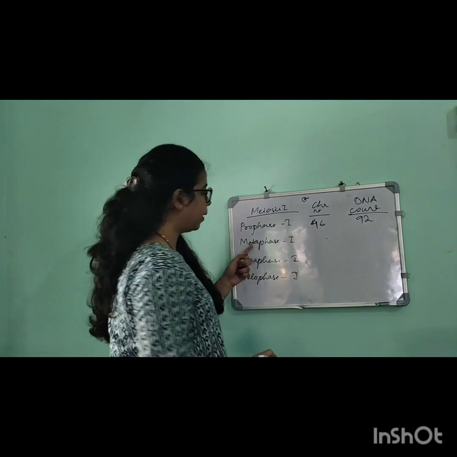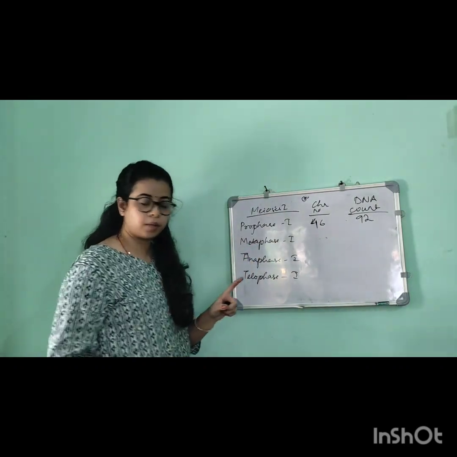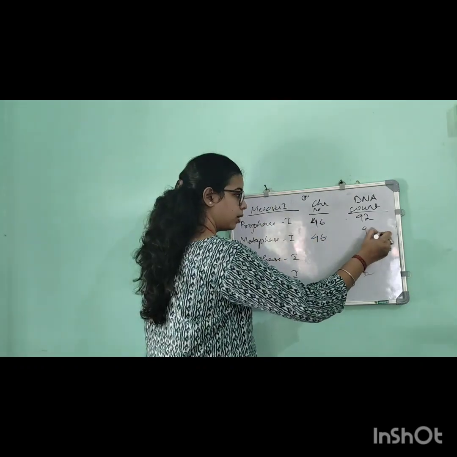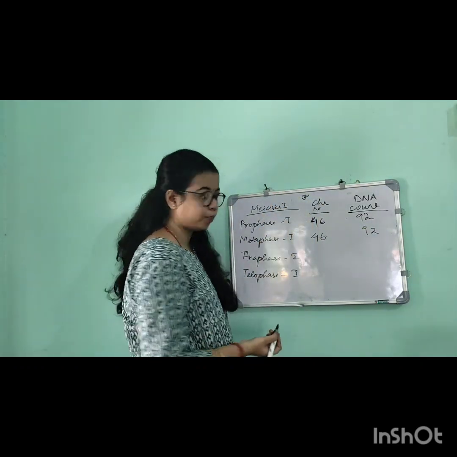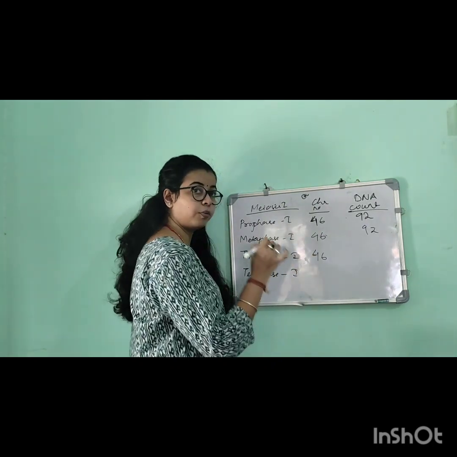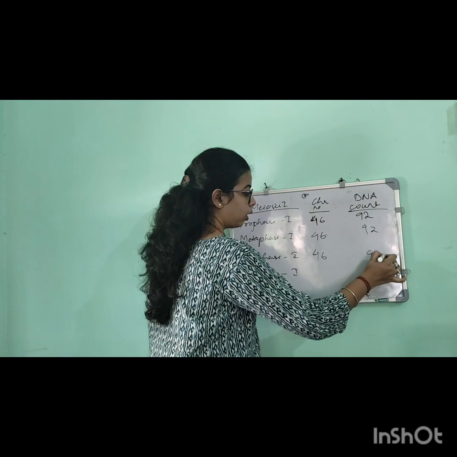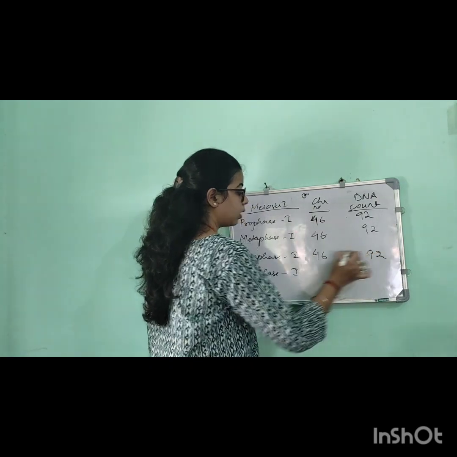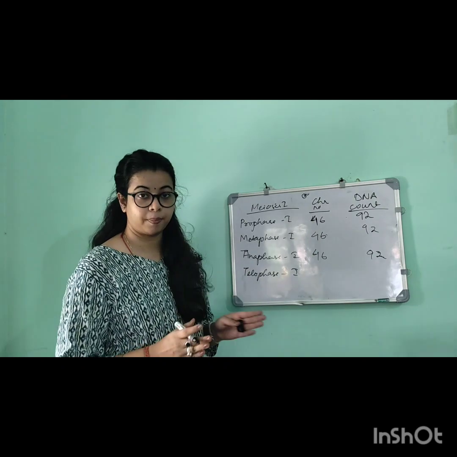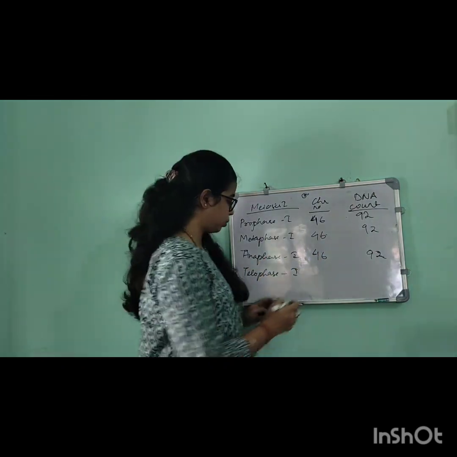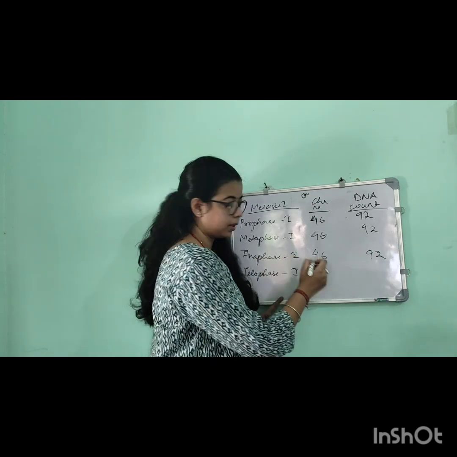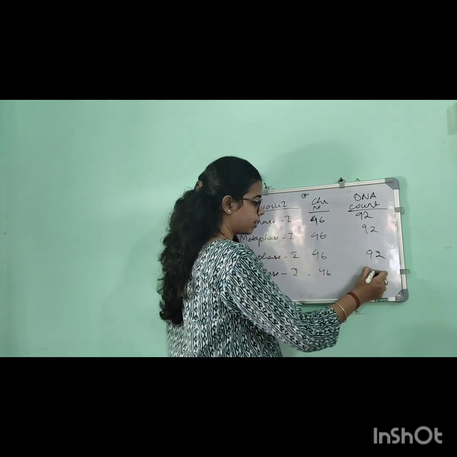In metaphase 1 also, no division of cells has occurred yet. So 46, and the DNA count will also be 92. Anaphase is also 46, 92. Why? Because here the homologous chromosomes have separated, but the chromatids have not yet separated. So 46, 92. Telophase 1 also 46, 92.